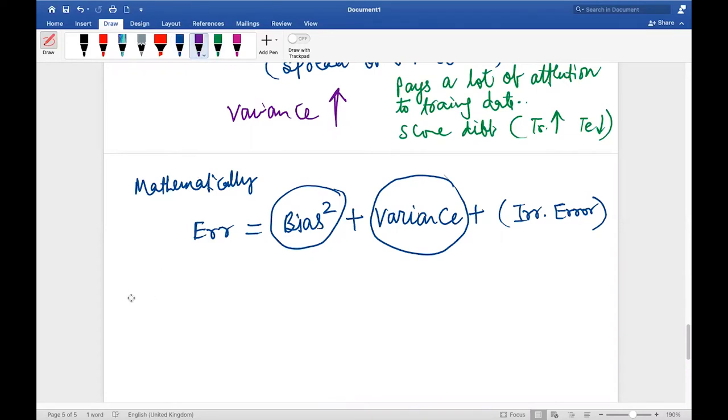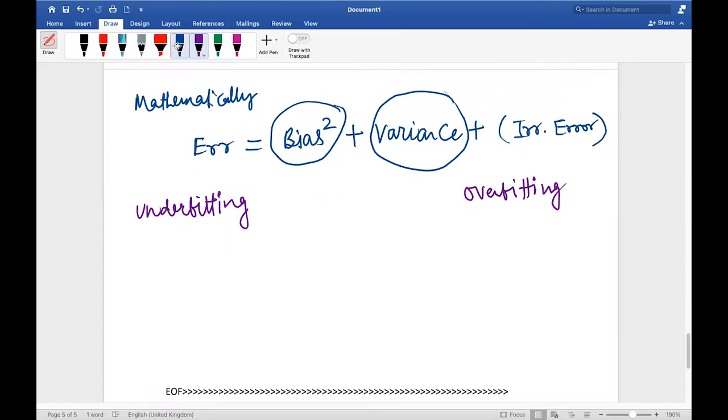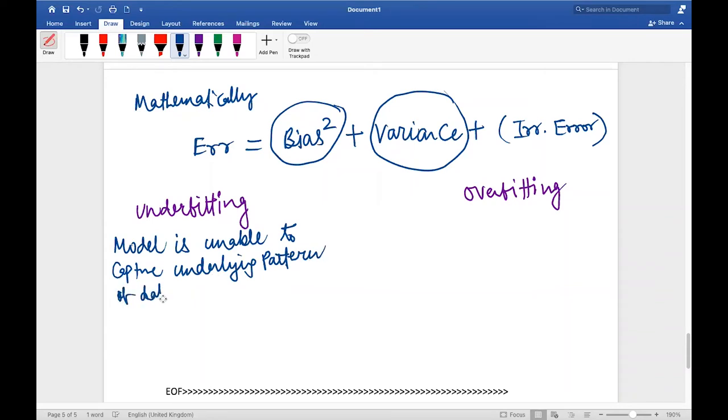Now, let us talk about underfitting and overfitting. I just used this word on the top. Before starting bias and variance, we use this word. When we talk about underfitting, how do we define it? The model is unable to capture the underlying pattern of data. That is what we call generalization. It is not able to catch it, right? Oversimplifying the model. Correct?